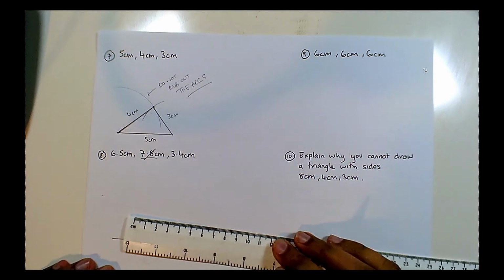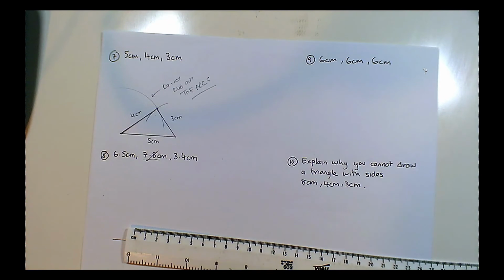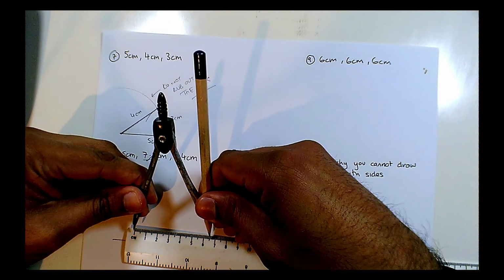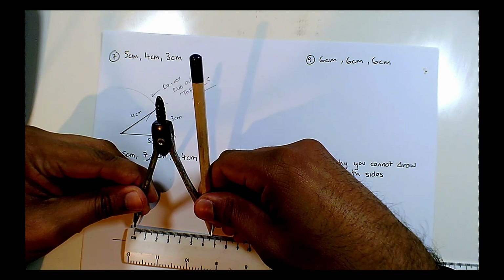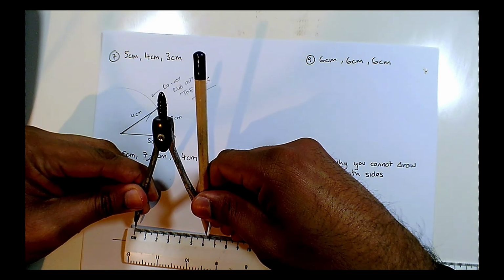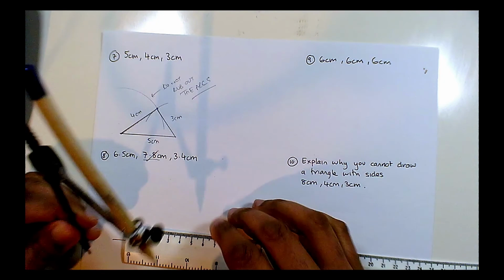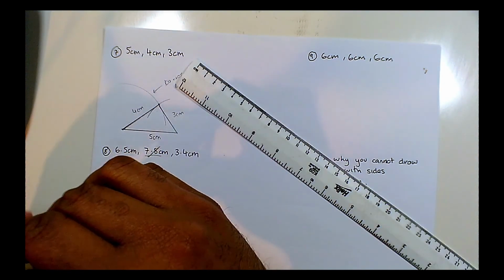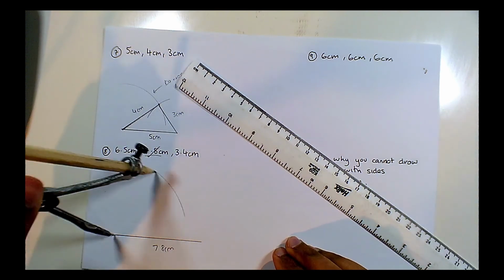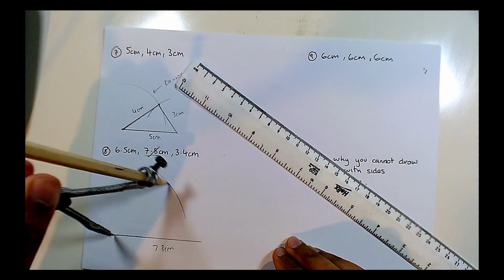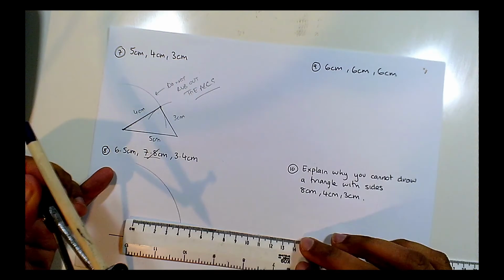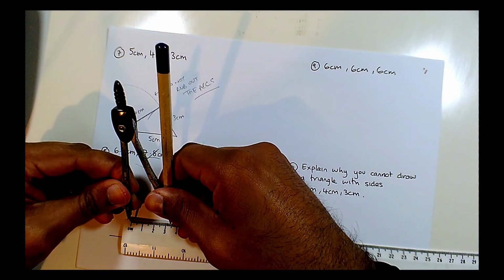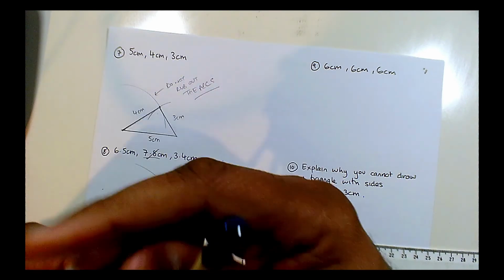So the next thing for me to do is set my compass to 6.5. So again, I'm just going to set my compass the best I can. So 6.5, just a little bit in. Perfect. And then again, set the pin on one end and then carefully draw your arc. And then repeat the process, but for the other side. So I'm going to do 3.4cm. And again, that should be spot on.